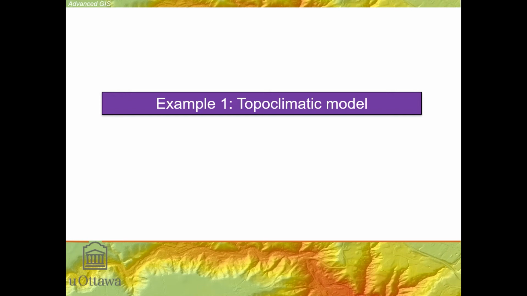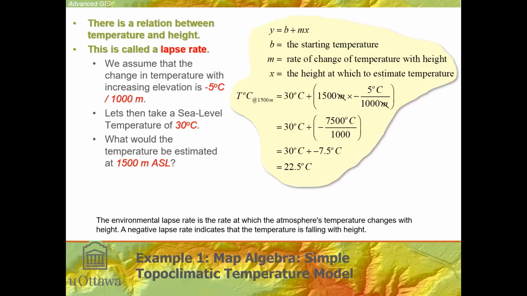In this first example, we'll be doing a topoclimatic model using Model Builder and Python. A topoclimatic model describes how the air temperature changes with altitude. We know that it's going to be warmer near the surface of the Earth and colder as we go upwards above some point on the Earth's surface.